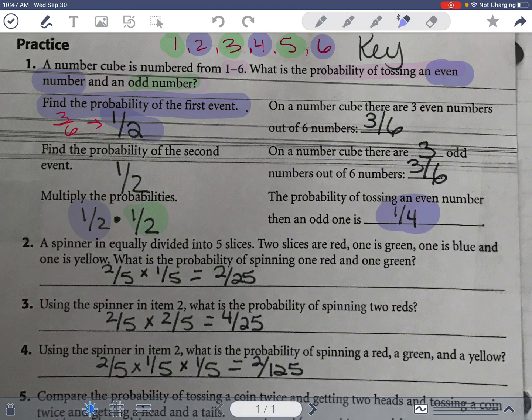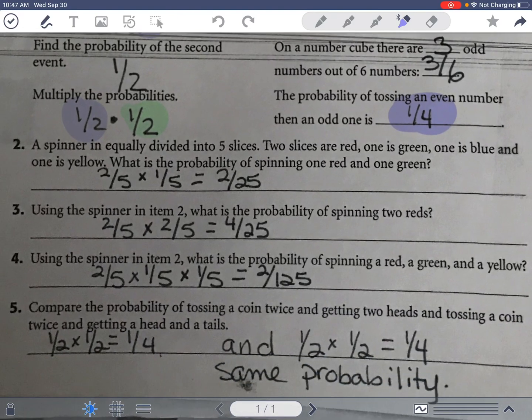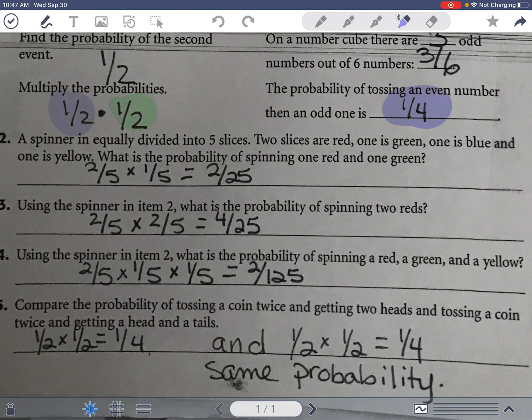All right, let's walk through these. Number 2, a spinner is equally divided into 5 slices. 2 slices are red, 1 is green, 1 is blue, and 1 is yellow. What's the probability of spinning 1 red and 1 green? So let's look at the different colors we got here. We got 2 red, 1 green, 1 blue, and 1 yellow. What's the probability of spinning 1 red? There are 2 reds, so we have 2 out of 5 total for red.